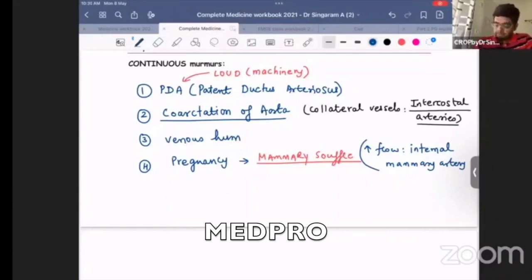Now, the fifth one. It is just for exam purposes, a point you can remember. It is something called RSOV, which is ruptured sinus of Valsalva.